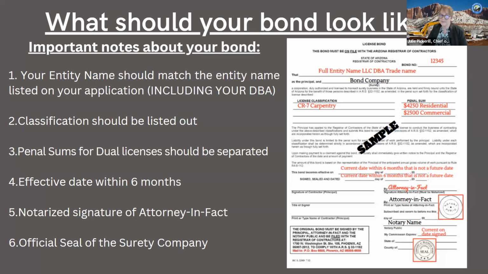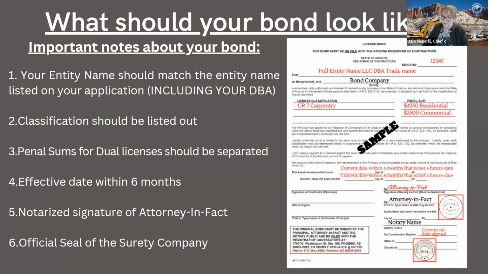to get that redone. The effective date of the bond has to be within the last 6 months. So the 6 months prior to applying, it needs to be within that time frame. If it's older than that, then that's another error that we would have to send back to you. You would need to get a bond writer with a more current date. So effective date within the last 6 months.